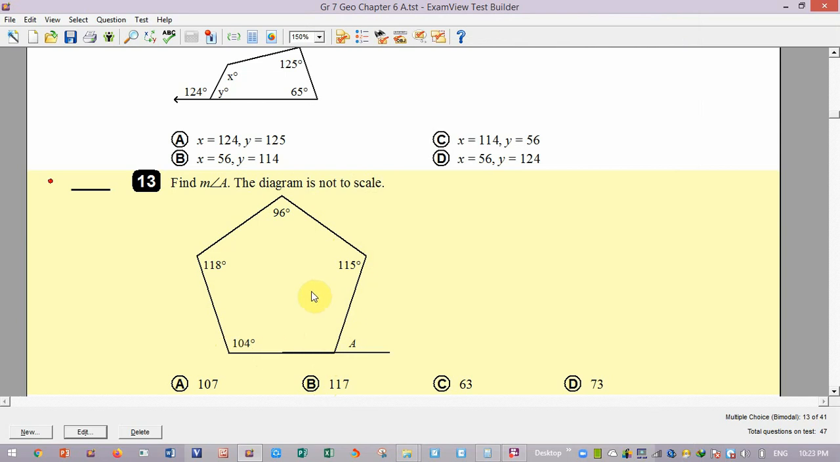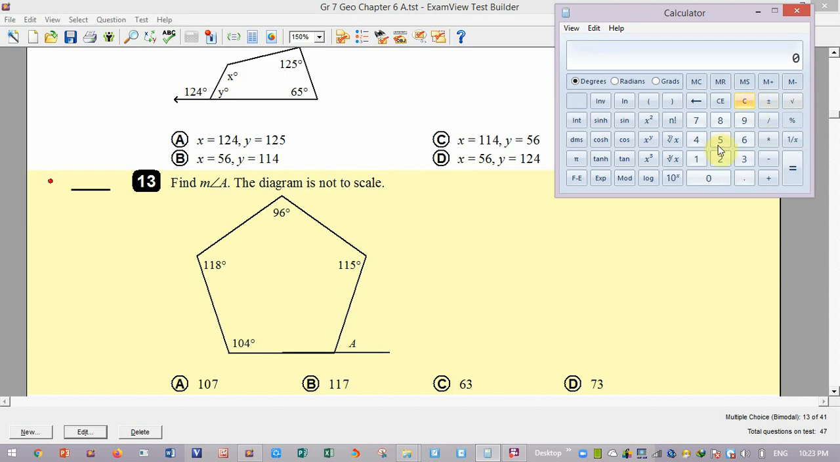Then what is the sum of interior angles of a polygon of 5 sides? N equals 5. The general rule, n minus 2 times 180. N is 5. 5 minus 2 is 3. Then the sum of all angles is 3 times 180, which is 540.